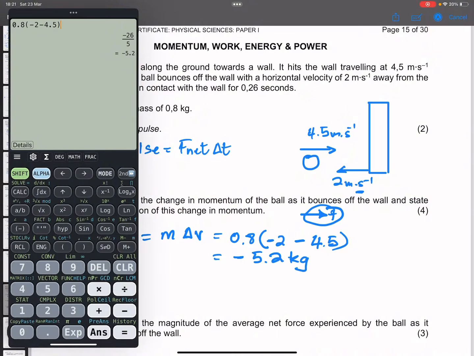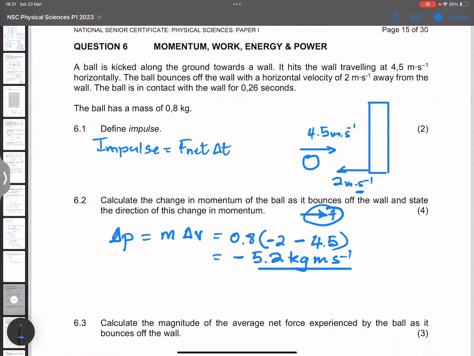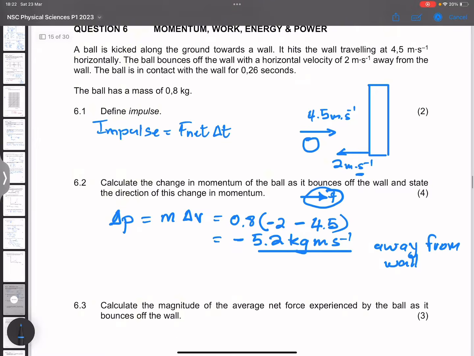And remember, this is in kilograms meters per second. Now note, in this case, we get a negative change in momentum. So that means that the change in momentum must be away from the wall. So we can say this is away from the wall. Or if you chose a direction, you can say to the left or to the right, depending on what you chose as your positive direction. I'll just say away from the wall because that is a consistent reference.